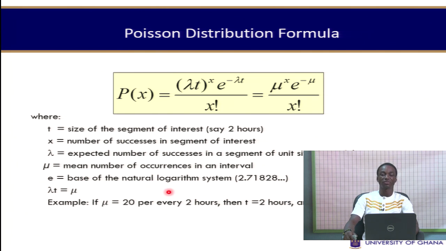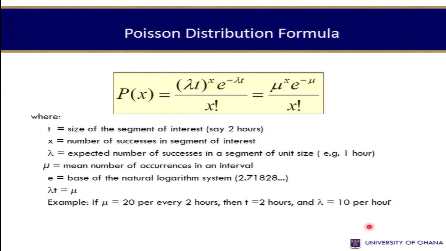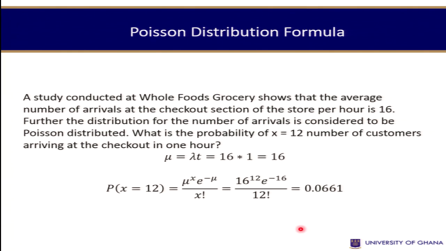Then e is the base of the natural log, which can be found on your calculator, but the actual figure is 2.71828 and so on. And lambda t is given as mu. As you can see, lambda t has been represented as mu here. So if mu is 20 per every 2 hours, then t is equal to 2 and lambda is 10 per hour.